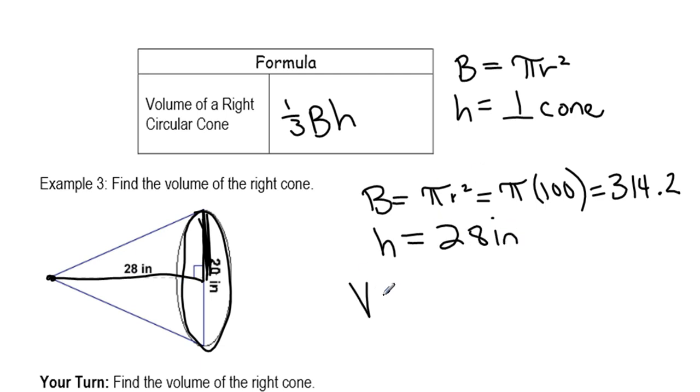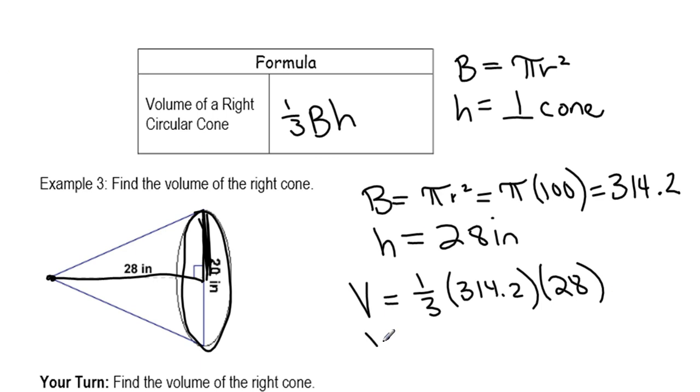So now for the volume, we take 1/3 our area of our base times our height of 28, and we should get a total value of 2,932.2 cubic inches, or actually 0.5 cubic inches.